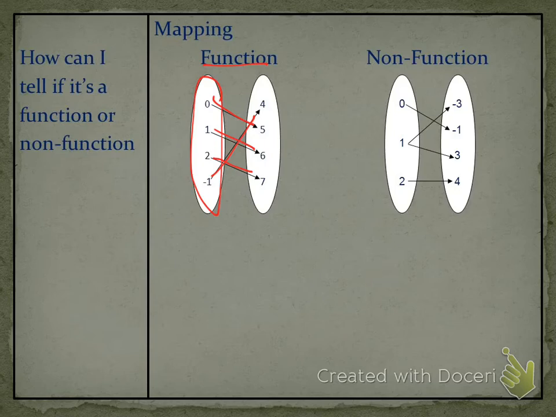If I look over here, though, there's only one there, there's only one there, but you see these 2 arrows coming from the 1? That 1 is kind of shady. That 1 is dating this one and it's dating that one. So that makes it a non-function. That's a mapping.